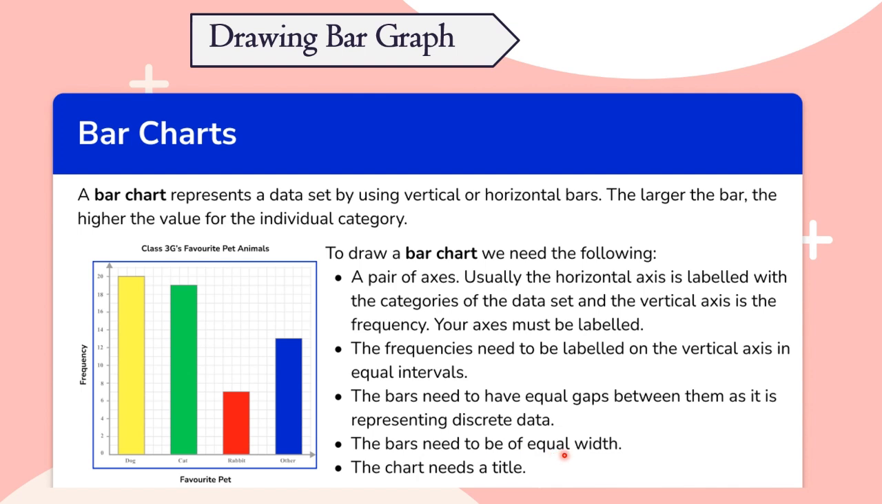The bars need to be of equal width. You look at all the bars. They have the same width. From here to here is the same as from here to here. Same thing. That's why you have them beautiful. The chart needs a title. Look at the title: Class 3G's favorite pet animals, written on top.